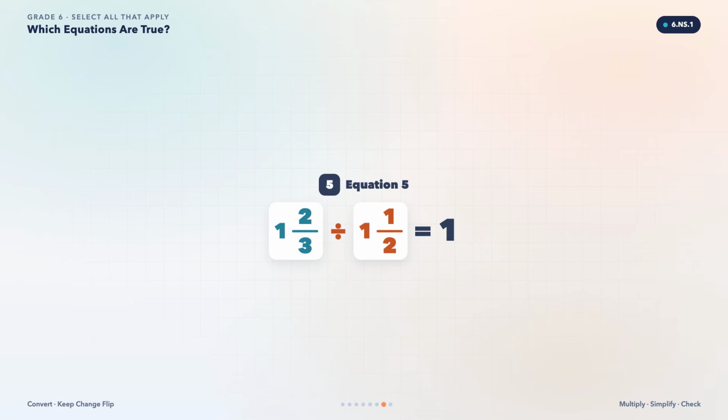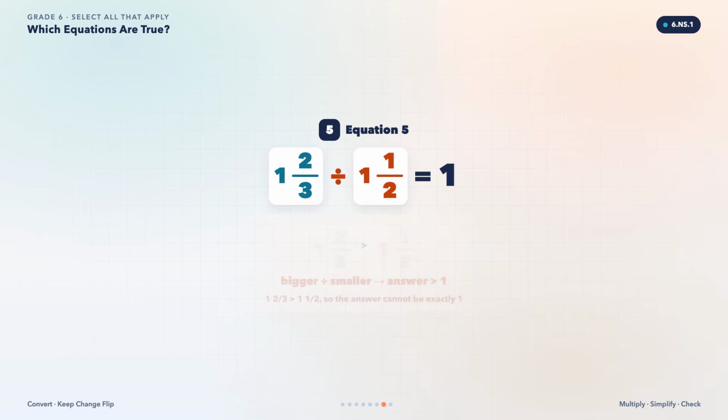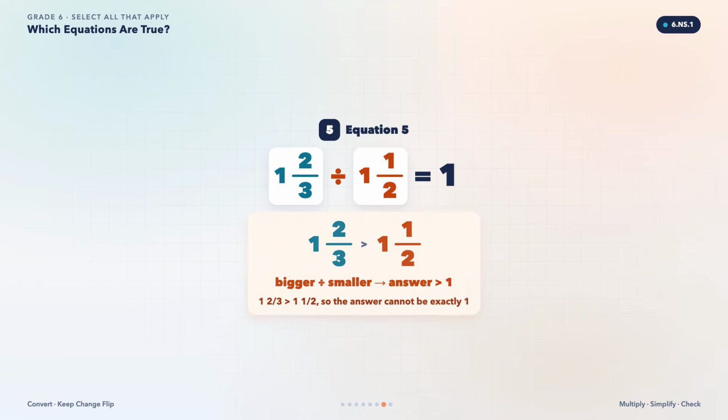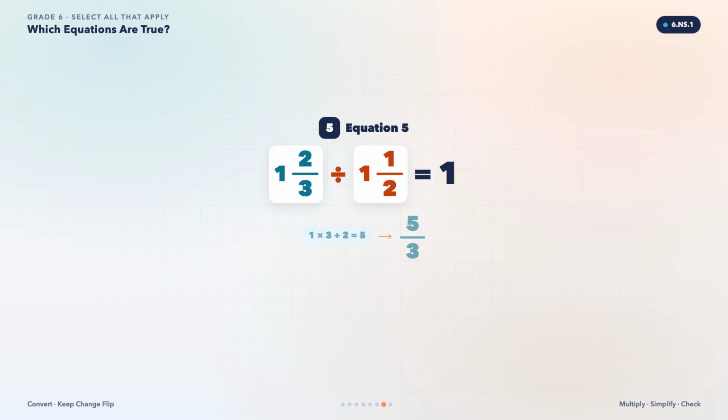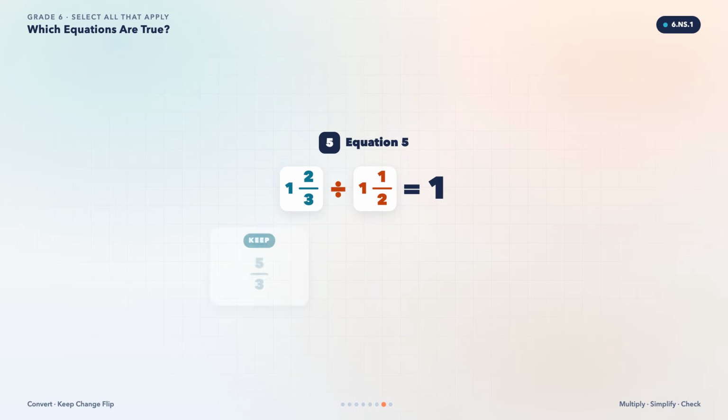Last one. 1 and 2 thirds divided by 1 and 1/2 equals 1. Estimate first. 1 and 2 thirds is bigger than 1 and 1/2, so the answer should be a little more than 1, not exactly 1. Let's prove it. Convert. 1 and 2 thirds is 5 thirds. 1 and 1/2 is 3 halves.